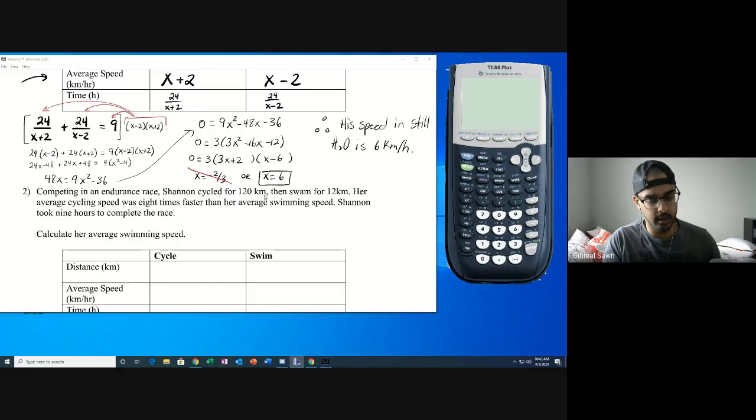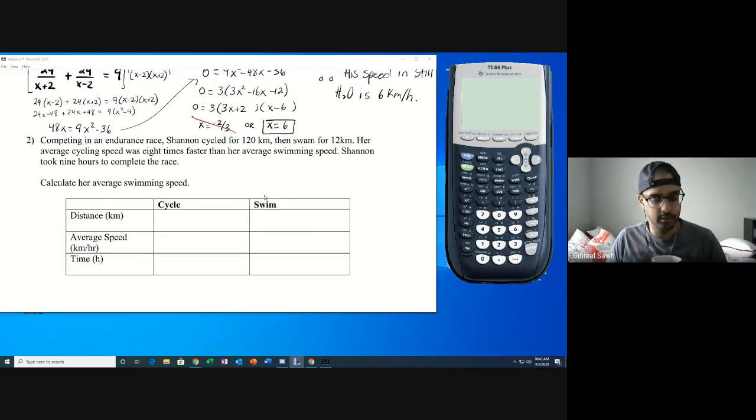Okay, let's look at another one. Competing in an endurance race, Shannon cycled for 120 kilometers, swam for 12. Her average cycling speed was 8 times faster, so that'll be important, than her average swimming speed. Shannon took 9 hours to complete that race. Calculate her average swimming speed. So she's doing 2 different things in this race, and each of those are happening at different paces.